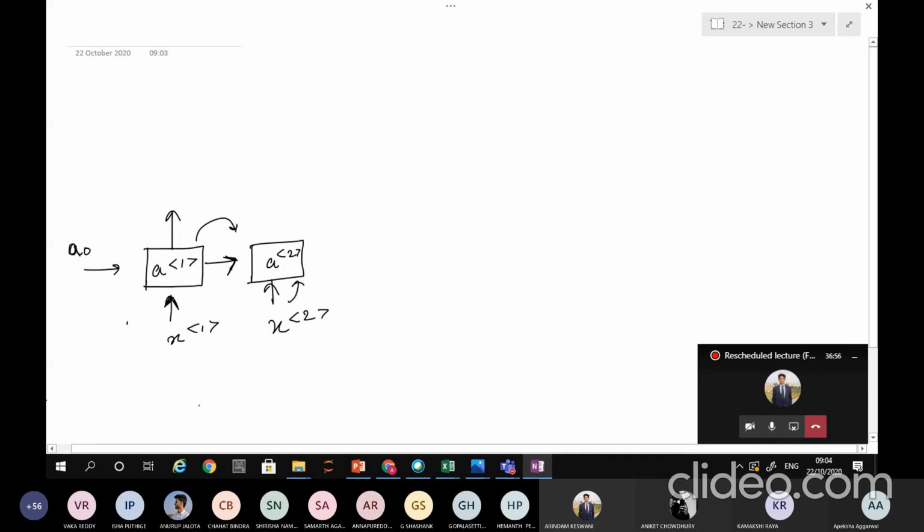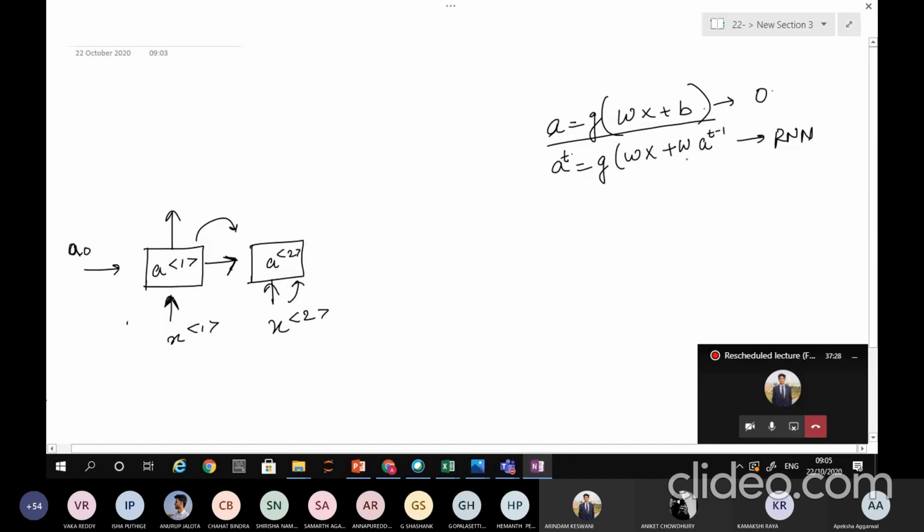Up till now, in a simple neural network, what is the formula? It is wx plus b. We calculate that and then apply some activation function to get the activation of a node. This is in a simple neural network. While in an RNN we have two types of input: wx plus the activation of the previous layer, that is the activation at t minus 1, multiplied by the weights coming from the previous node.